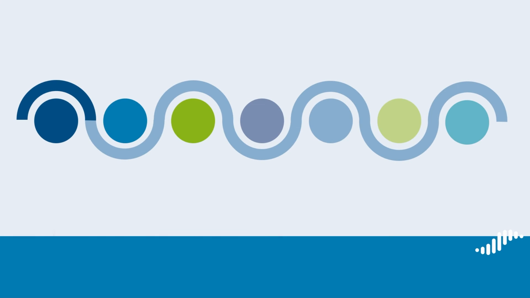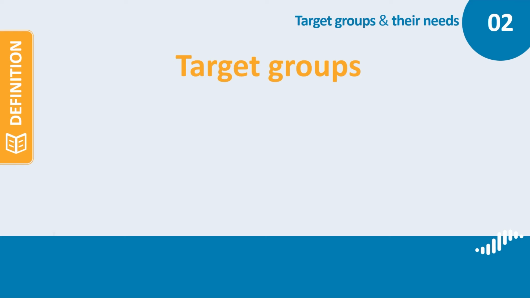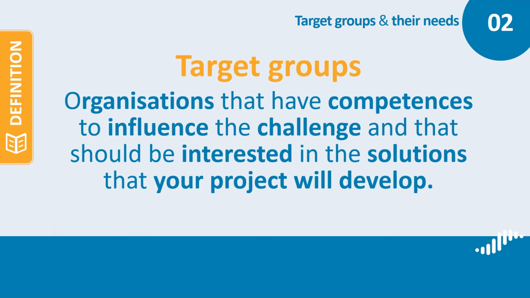Step 2. Identify the target groups and their needs. From the challenge, we naturally move on to thinking about groups of actors and organizations that are impacted by or connected to it. In other words, your target groups. Target groups are organizations that have competences to influence the challenge and that should be interested in the solutions that your project will develop. Our program especially aims to increase the capacity of public authorities, but other organizations can of course also be relevant.